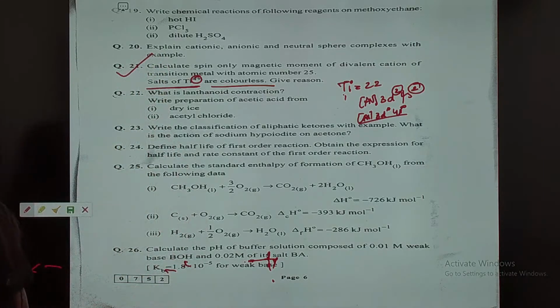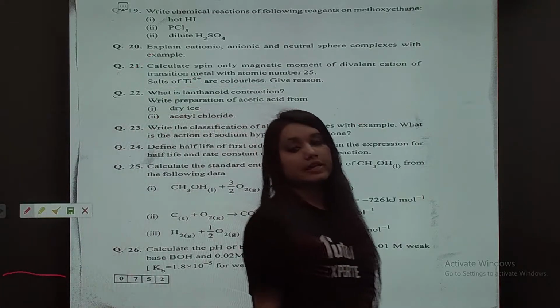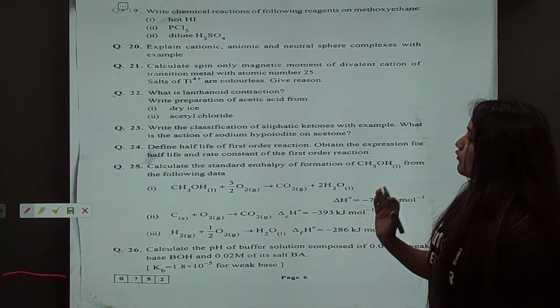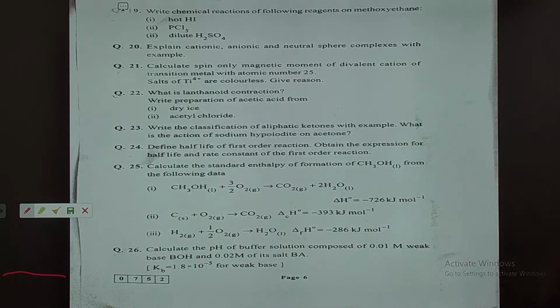Moving on to question number 22, everyone. Now question 22nd, it says, what is lanthanoid contraction? See, lanthanoid contraction is the gradual decrease in the atomic radius from left to right in the lanthanoid series. That is called lanthanoid contraction.